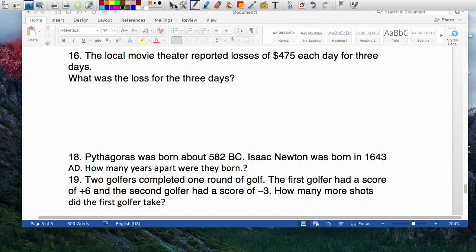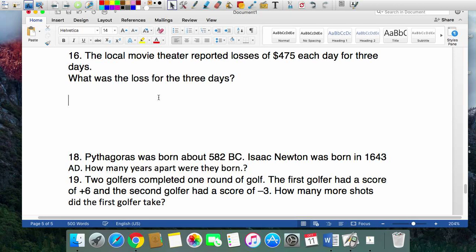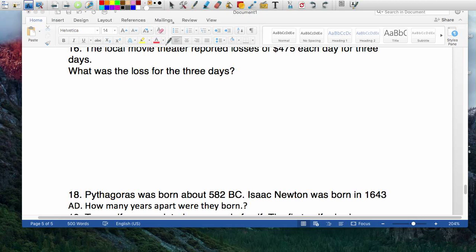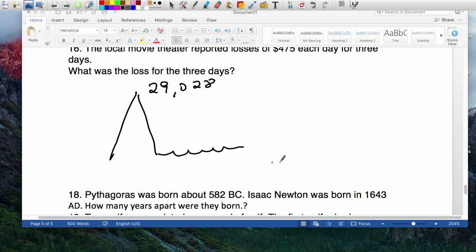So 17 is the elevation of Mount Everest. The elevation of Mount Everest is 29,028. The Dead Sea, so here's sea level, and then obviously somewhere else. This is the Dead Sea, and that is negative 485 feet below sea level, right?